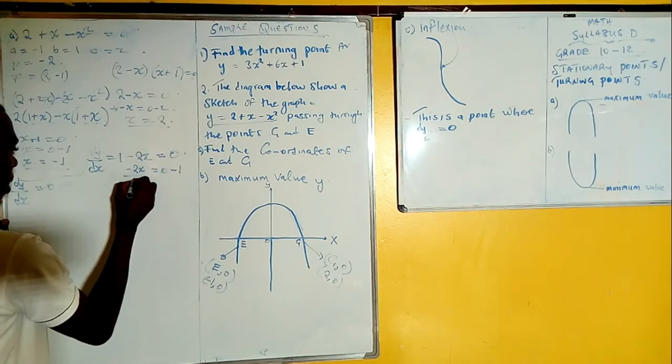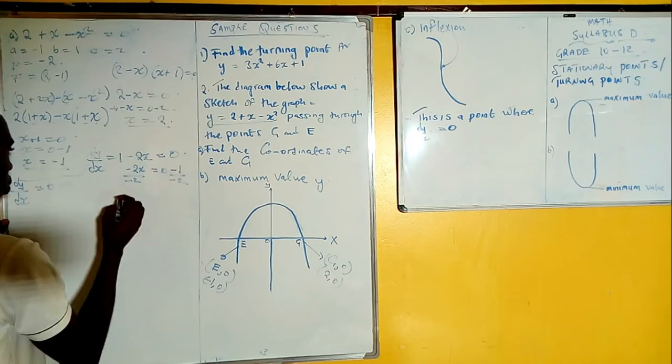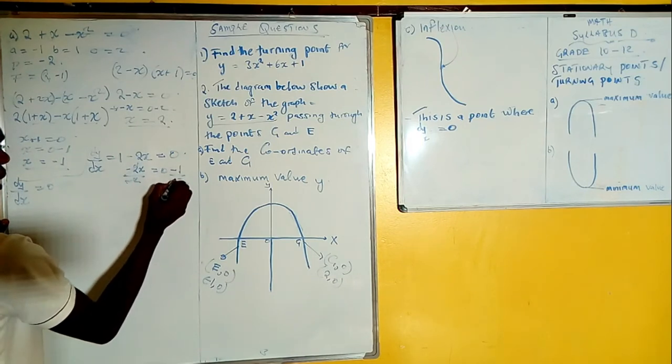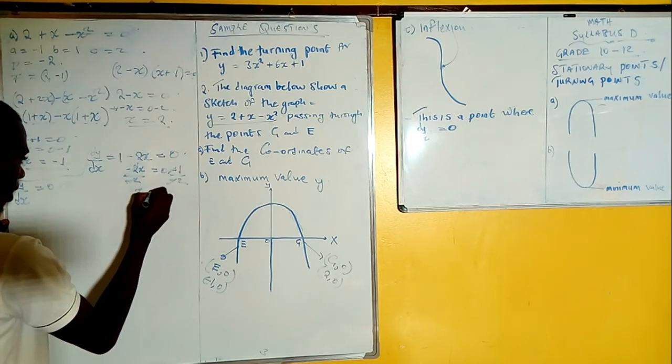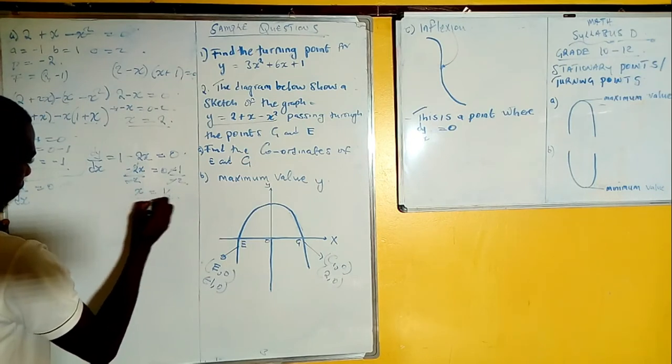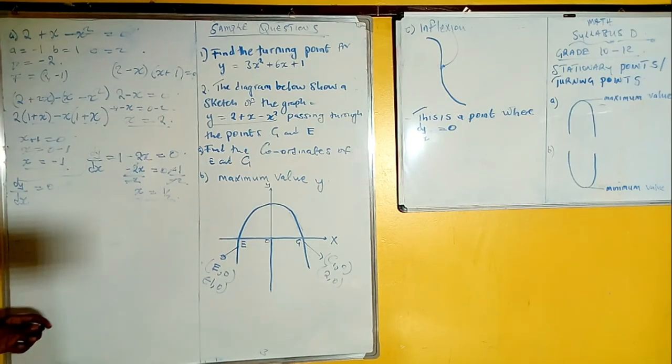So divided by -2, divided by -2. This and that goes, this and that goes. So our x is equals to half. Okay, so that is how you find the value.